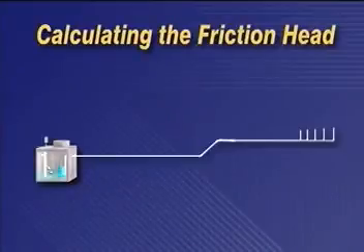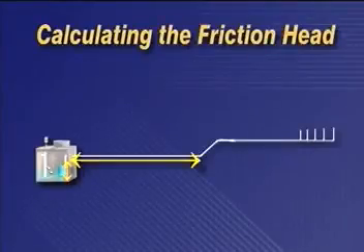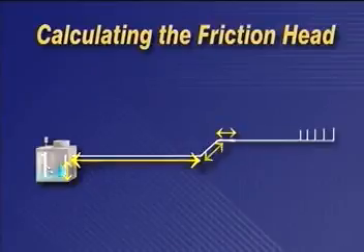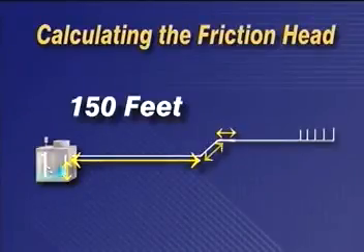Friction head, the additional head created in the system by resistance to flow within the pipe and components, is calculated as we did with the step system. First, measure the length of pipe from the discharge opening of the pump to the point of discharge into the manifold, following all contours and bends. In our system here, 150 feet.